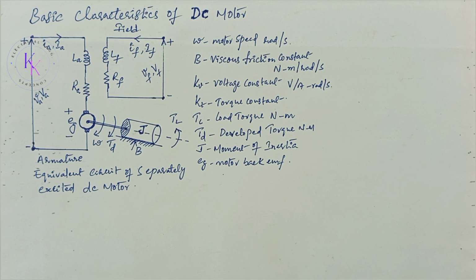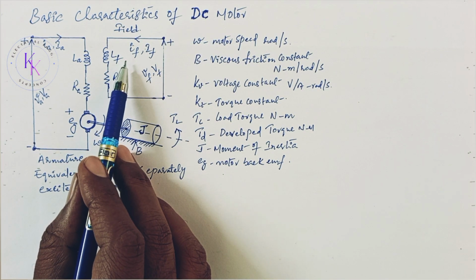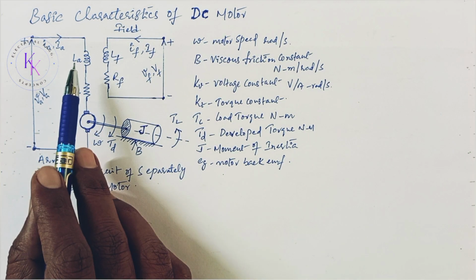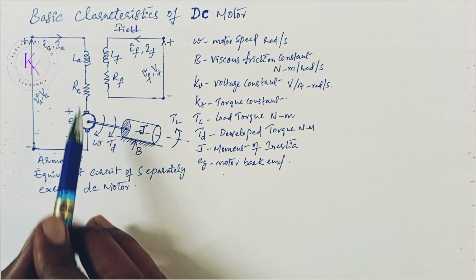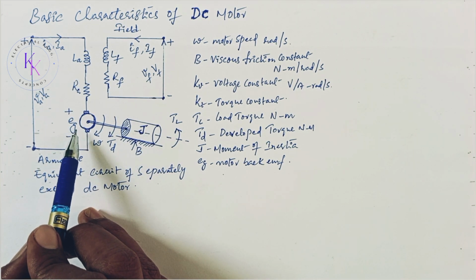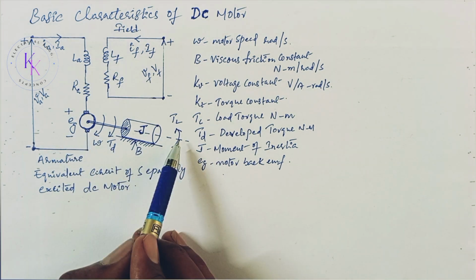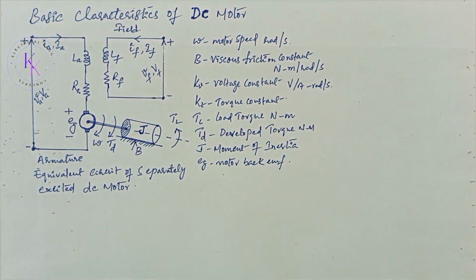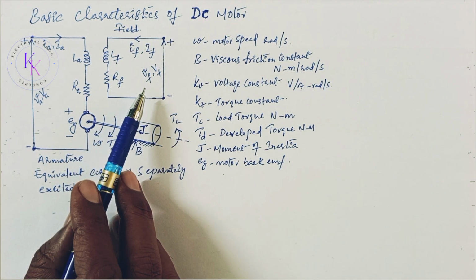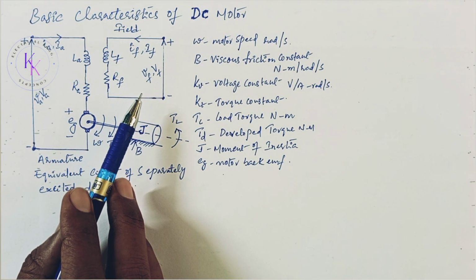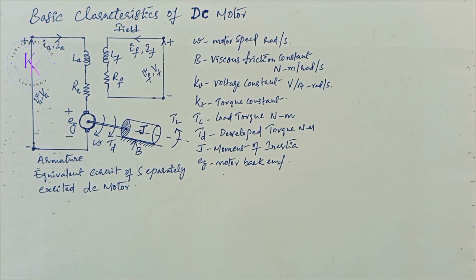Basic characteristics of a DC motor. The equivalent circuit for a separately excited DC motor is as shown. When a separately excited DC motor is excited by a field current IF and armature current IA flows in the armature circuit, the motor is going to develop a back EMF and torque to balance the load torque at a particular speed.